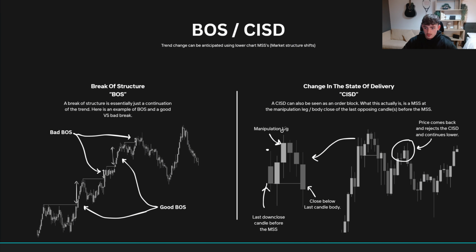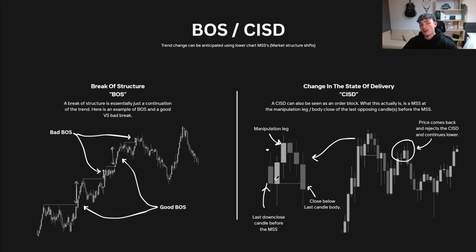So we have this high, we manipulate this high, and we close below the last up close candles before that change. So you see here, we close below these up close candles that caused the manipulation leg, and that is your CISD. And as you can see here, it actually works as a really nice rejection point. So you see, we come up, we actually tap the CISD here that was formed before, and then we reject nicely.